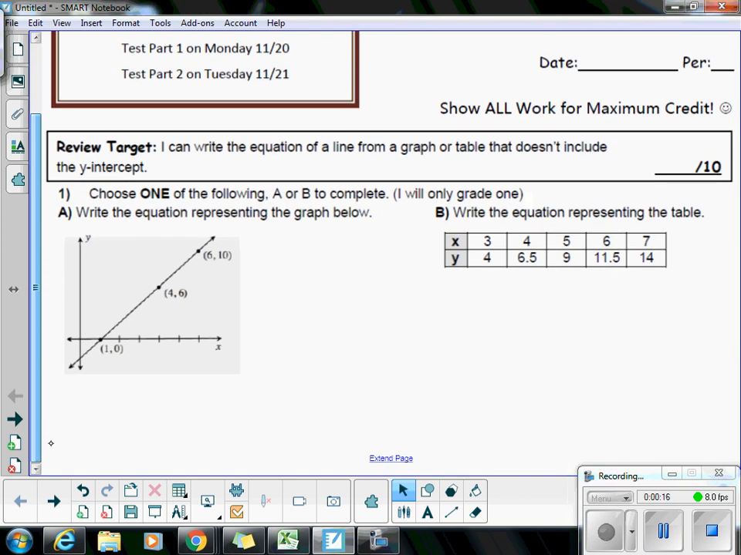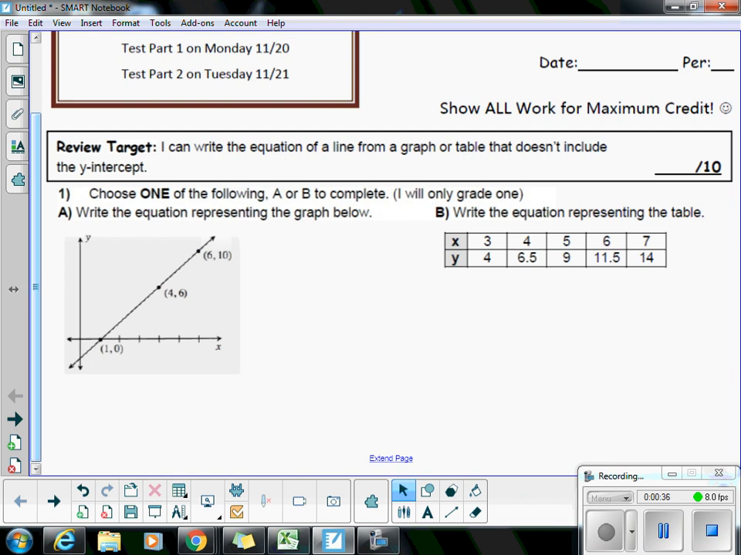Our review target is that you can write equations of a line from a graph or a table that will not include the y-intercept. So it says, number 1, choose one of the following, A or B, to complete. I will only grade one of them, so make sure you indicate which one. So A says write the equation representing the graph below.